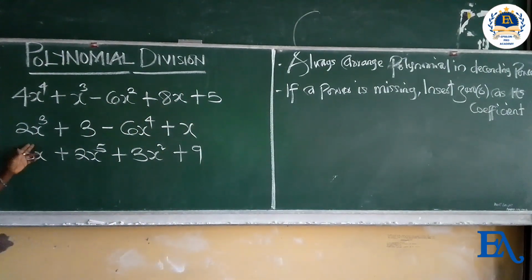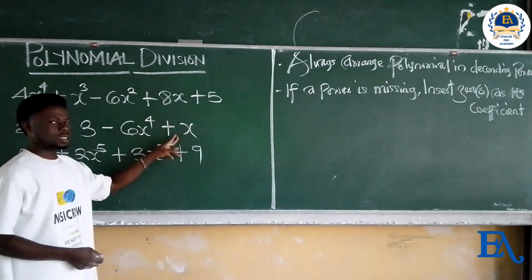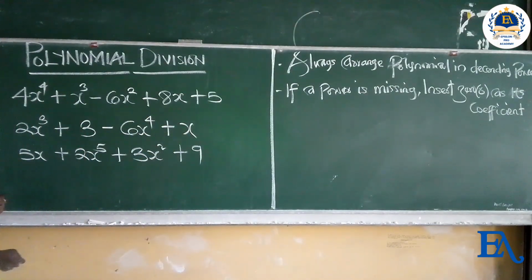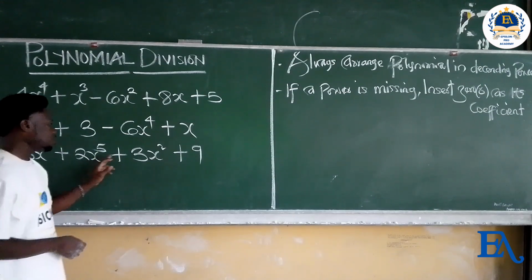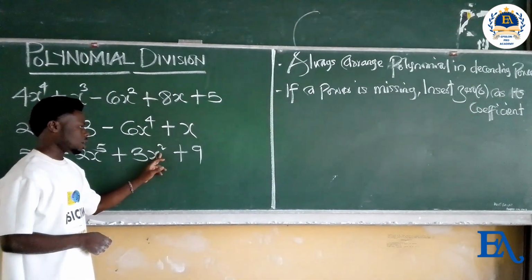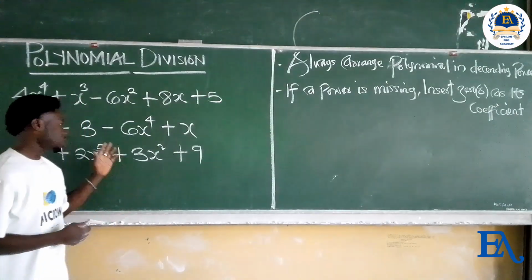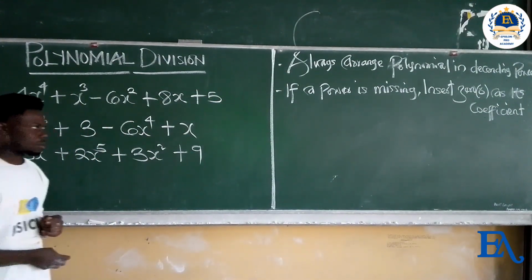But in the second one, we have x^3, x^0, x^4, and x^1. So this one is not in descending order of powers. In the third, we have x^1, x^5, x^2, and x^0. So we are going to arrange the second and the third using these principles.